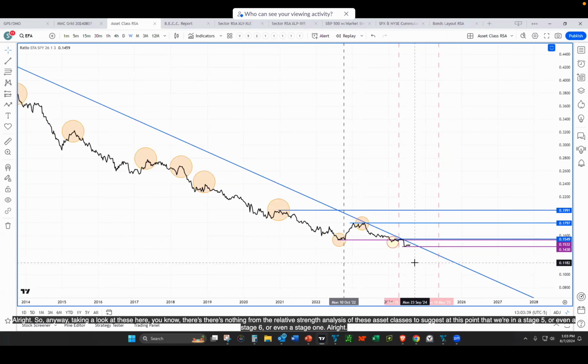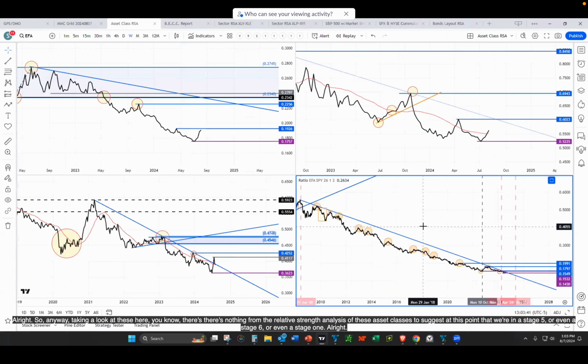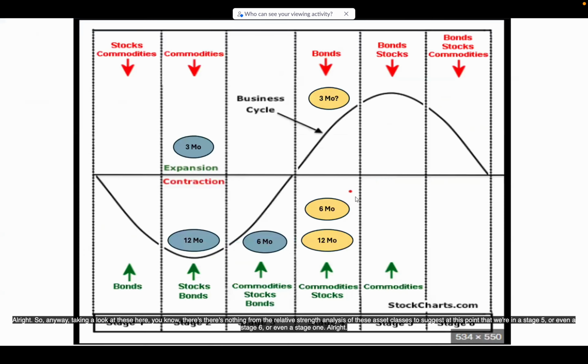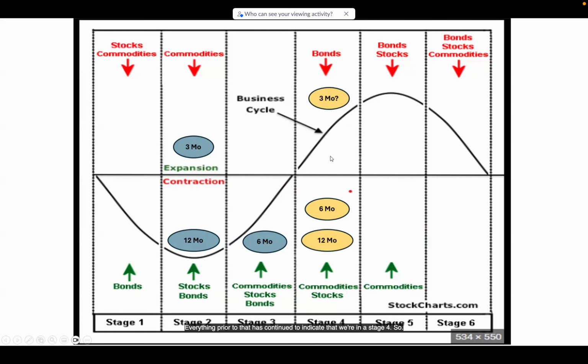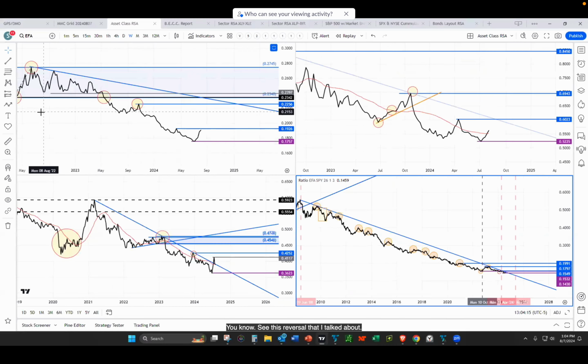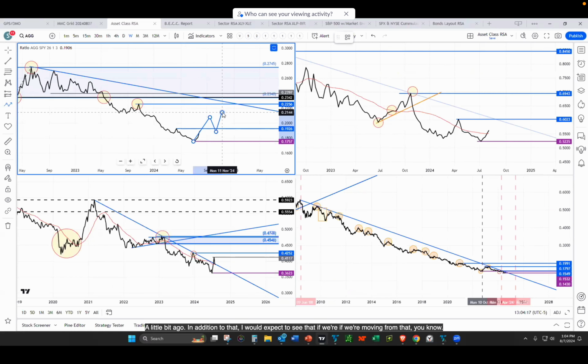But all right, so anyway, taking a look at these here, there's nothing from the relative strength analysis of these asset classes to suggest at this point that we're in a stage 5 or even a stage 6 or even a stage 1. All right. Everything prior to that has continued to indicate that we're in a stage 4. So what would I be looking for? What I'd be looking for is that as we begin to move from a stage 4 to stage 5, we should see that the relative strength chart between bonds to stocks begins to improve, meaning that we see this reversal that I talked about a little bit ago.